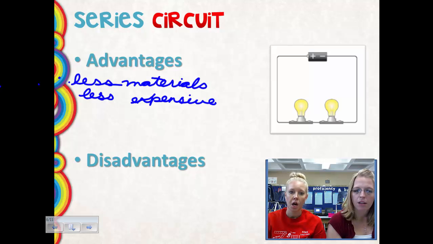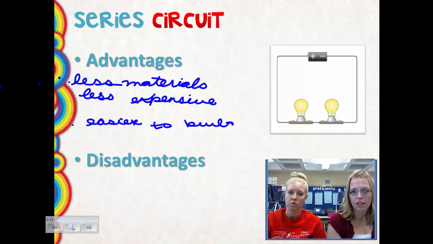Yep. Another advantage is they're easier to build. That is a nice advantage. And you'll have plenty of opportunity to build these, and you'll see how easy they are to build. Yep. Now, so it's easy to build because it's just connected in one like big circle.